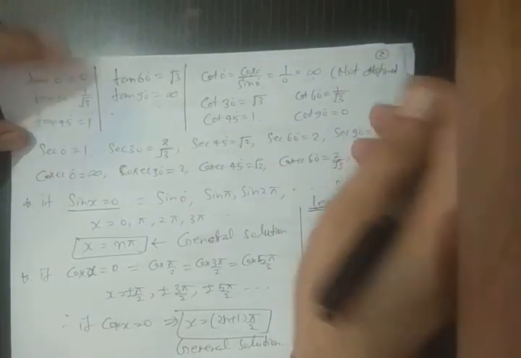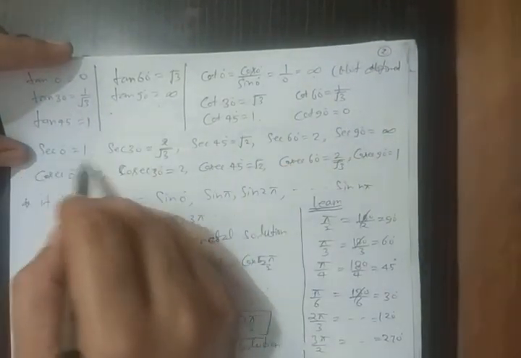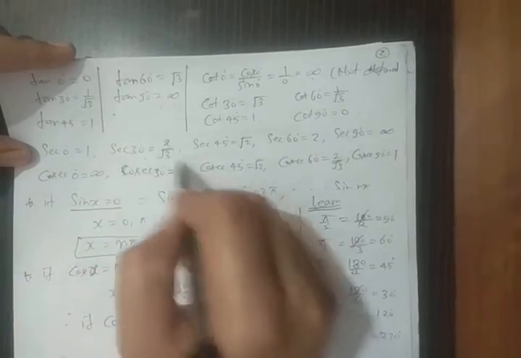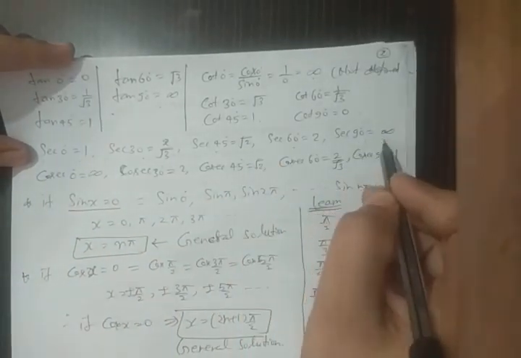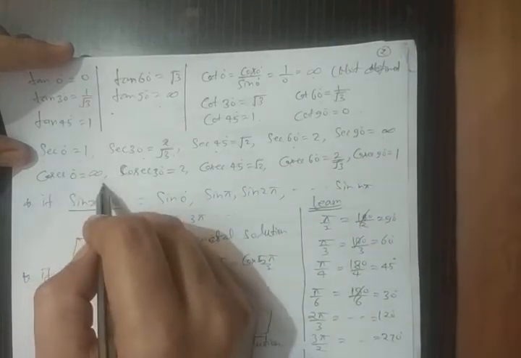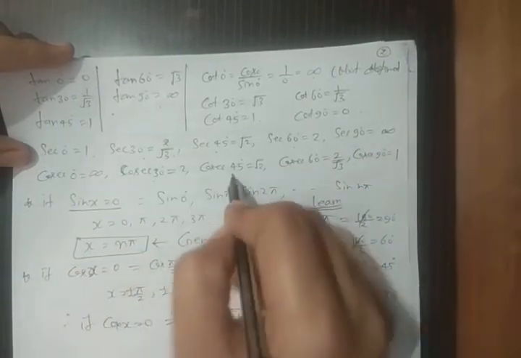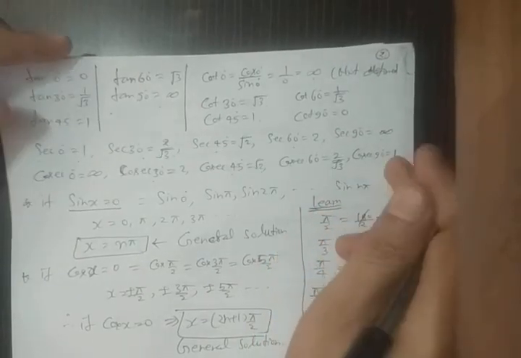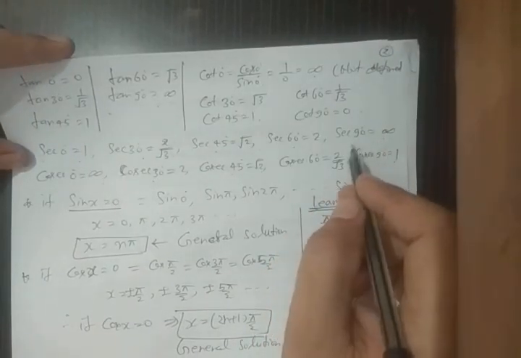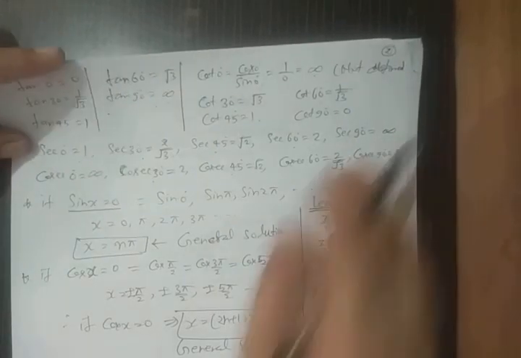Sec 0 degree is equal to 1, sec 30 is equal to 2 by root 3, sec 45 is root 2, sec 60 is 2, sec 90 is infinite, and cosec 0 is infinite, cosec 30 is 2, cosec 45 is root 2, cosec 60 is 2 upon root 3, and cosec 90 is 1. So you must learn these values of trigonometric functions.